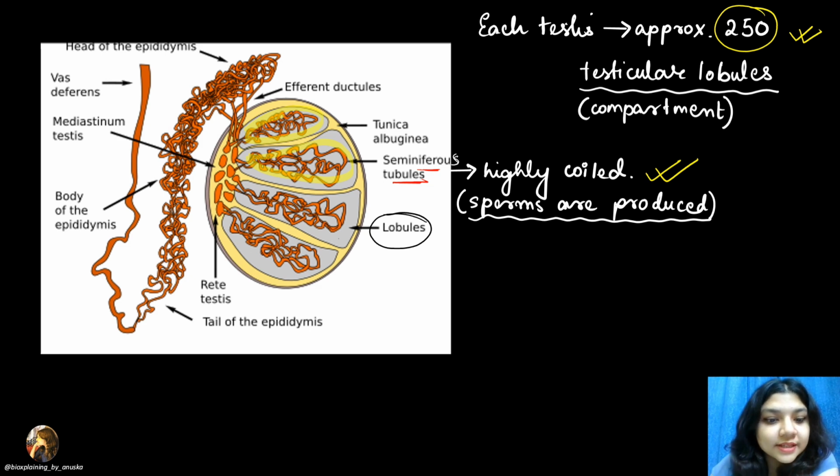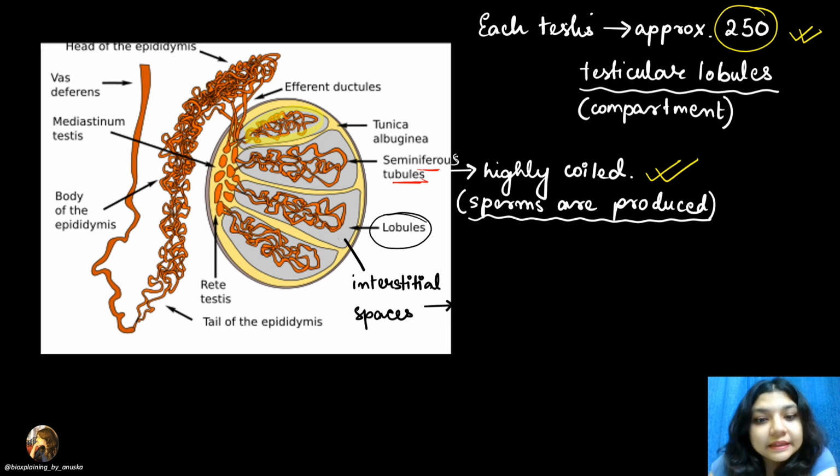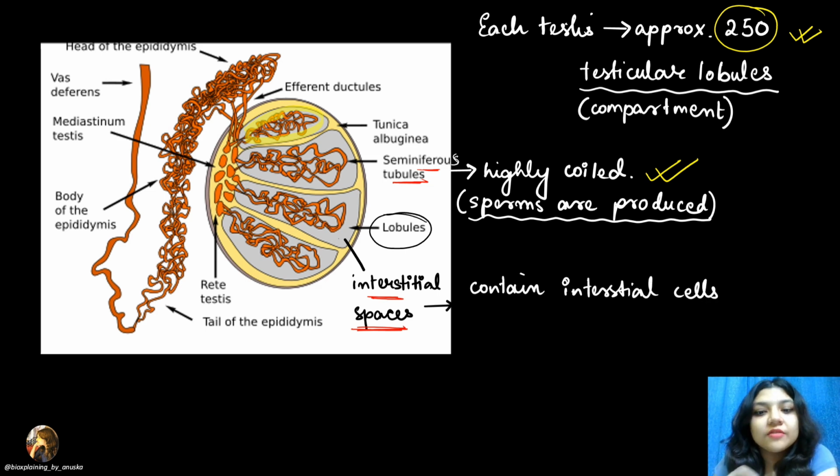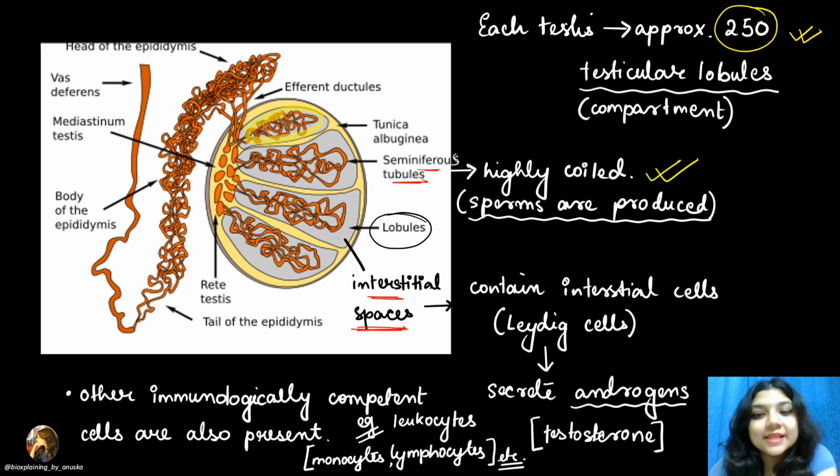Again, look carefully inside this gray colored box, inside a certain lobule. What you see is that apart from the seminiferous tubule, some empty space is also present. This gray color part is present. So what is that empty space? Those are the things we call the interstitial spaces, right? Interstitial means in-between spaces. And inside these interstitial spaces, there is a separate kind of cells present which are known as interstitial cells, or we also call them Leydig cells.